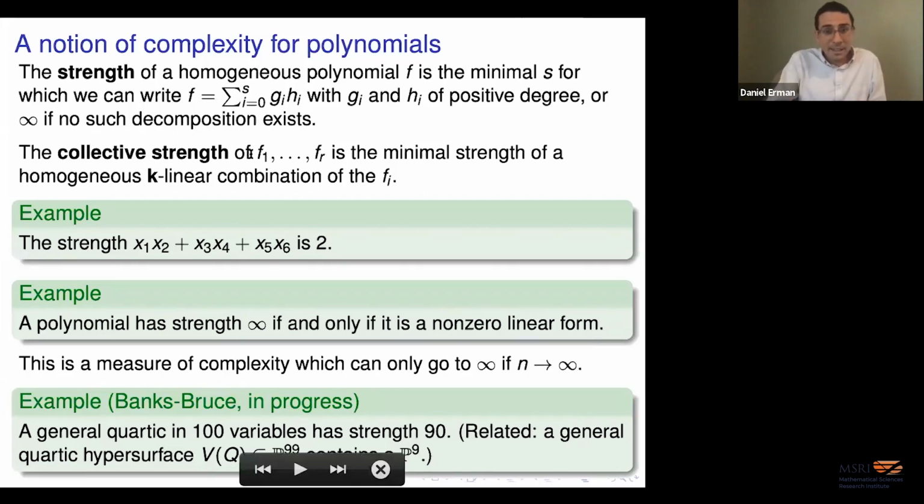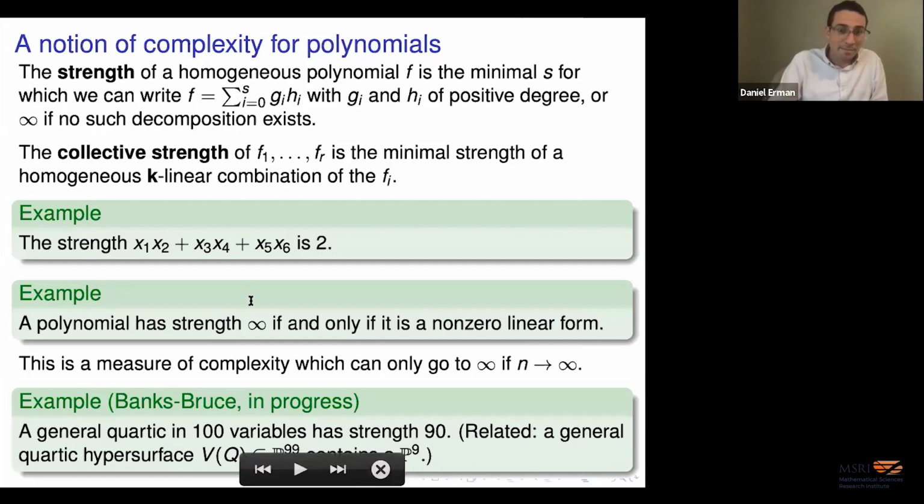Then the strength is you take your f, you decompose it as a sum of lower degree things, and you choose the minimal s such that you can do that. All right, so as an example, the strength of this quadric down here, I claim is 2, and it's visibly at most 2. Because I've decomposed it, this is linear times linear plus linear times linear plus linear times linear. So it's kind of demonstrably at most 2, and then there's an exercise to check that it's actually, you can't do it with strength 1.